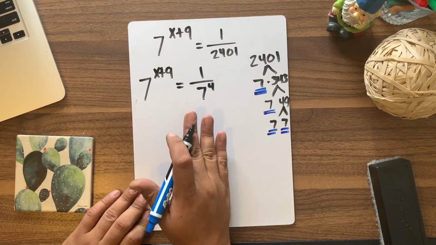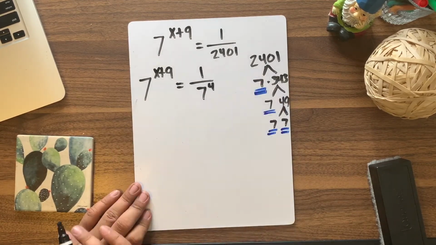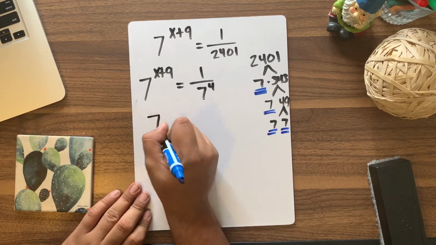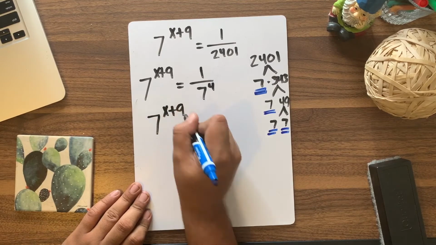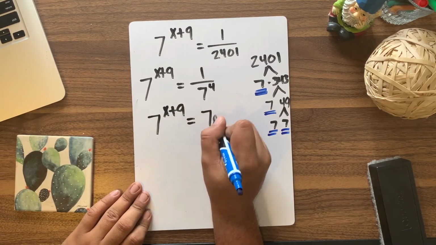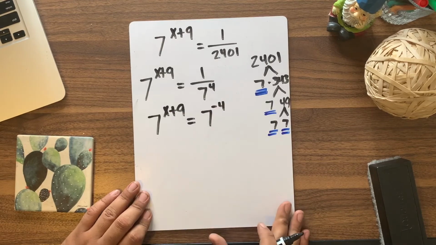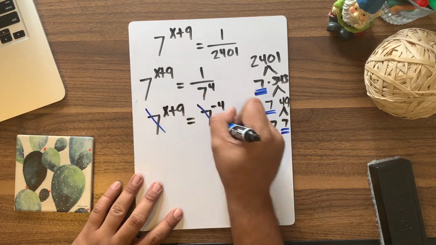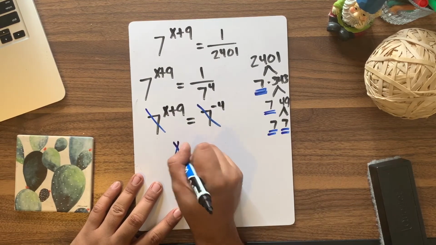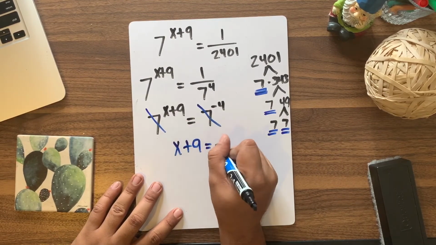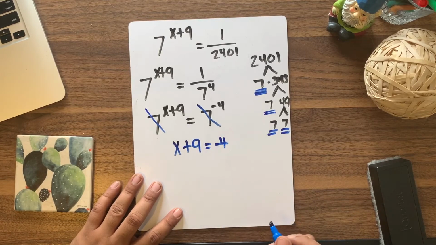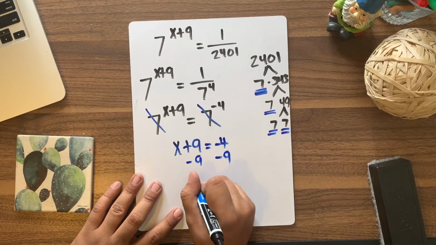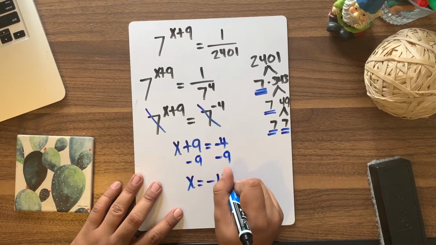Now I do have to have common bases. This fraction is to be expressed in a negative exponent form. So I'm going to write it as 7 to the power of negative 4, the equivalent to that fraction. Now that we have common bases, this goes away, and you end up with x plus 9 equals negative 4. Minus 9, x is equal to negative 13.